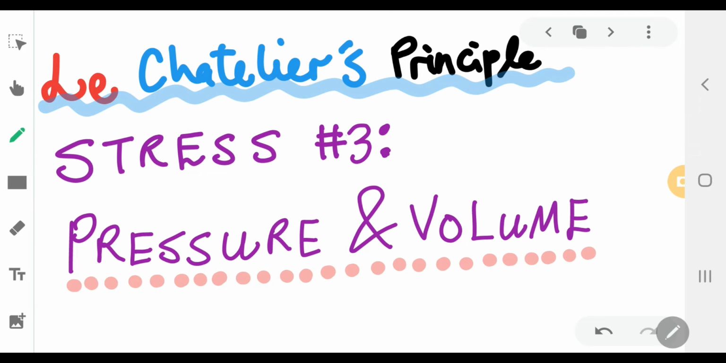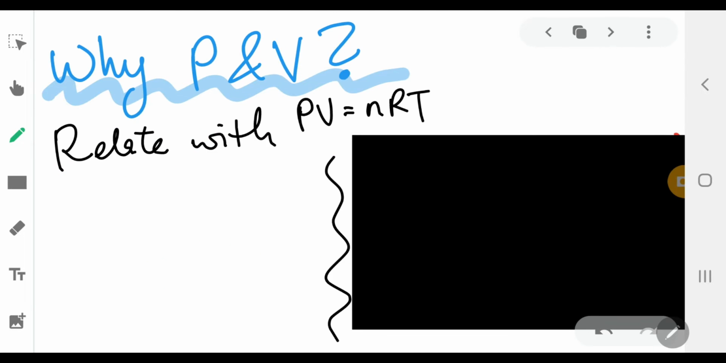Now we're going to look at the third type of stress that we can apply to a chemical equilibrium reaction, which is pressure and volume. Pressure and volume come together because when you change the volume of the vessel, the pressure will change as well. So how do you understand the relationship between pressure and volume?